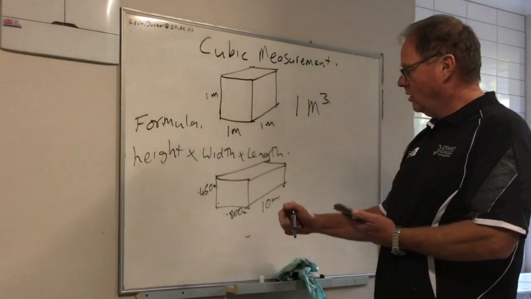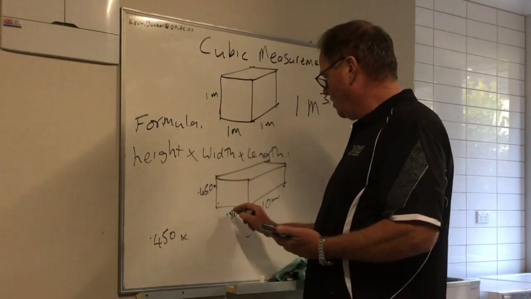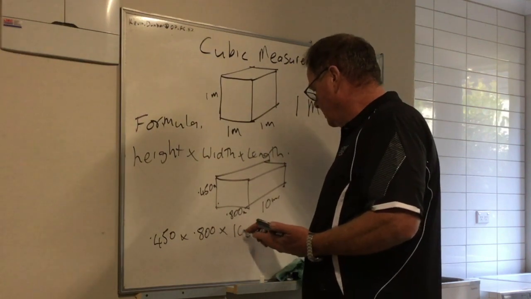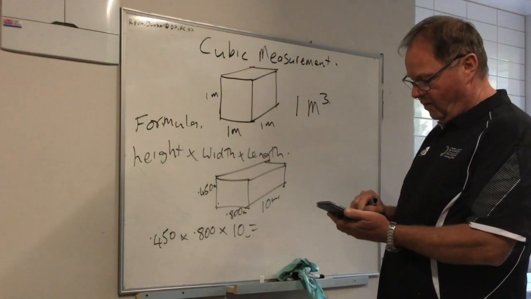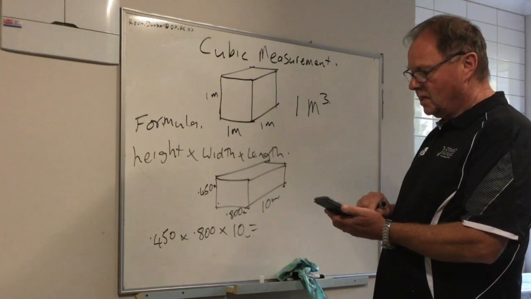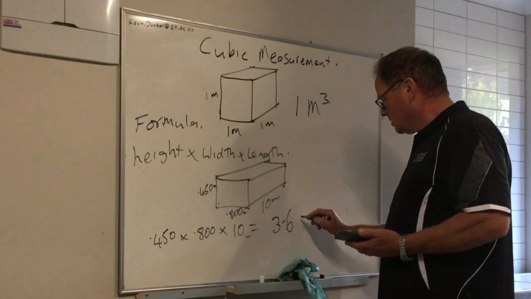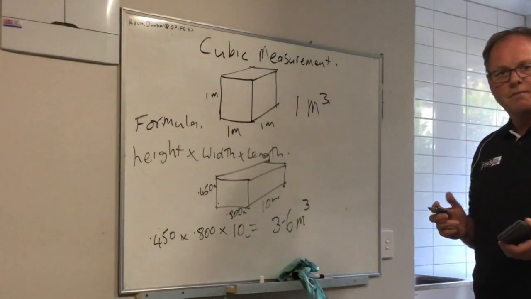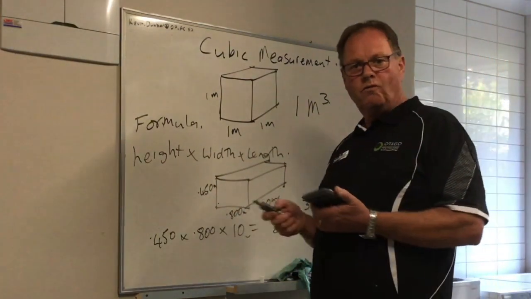So it'll be height 0.45 times width 0.8 times the length equals. So if we do that, 0.45 times 0.8 times 10 equals 3.6, and then we have to have our metres cubed. So for that particular shape, 3.6 cubic metres of concrete will fill that.